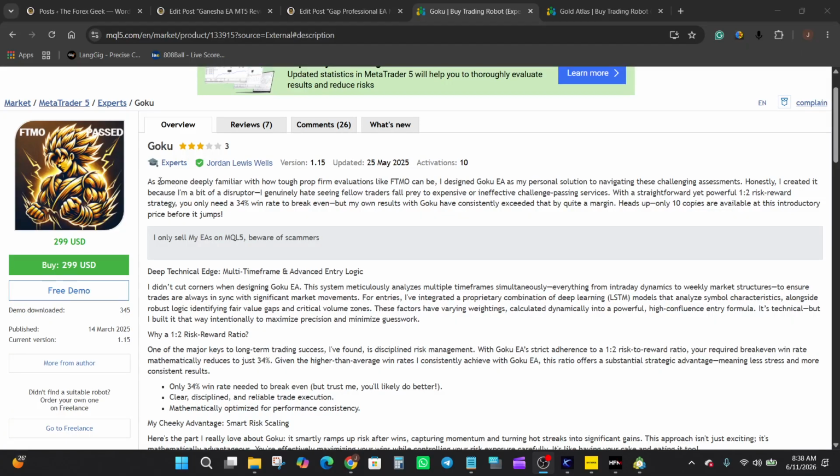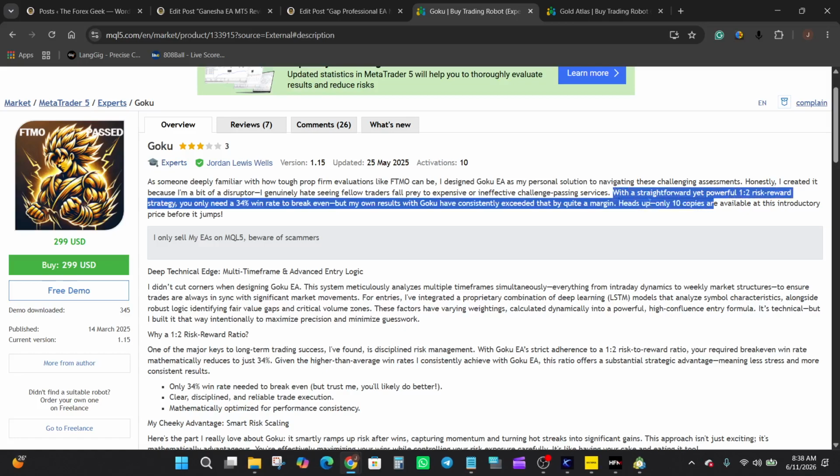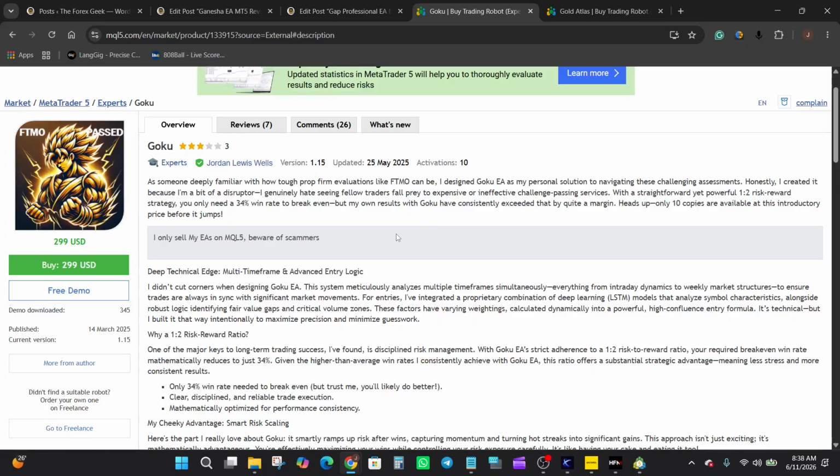Okay. What stands out immediately is that this EA is positioned as a prop firm focused system. We can see here, "As someone deeply familiar with how tough prop firm evaluations like FTMO can be, I designed Goku EA as my personal solution to navigating these challenging assessments." Here we can see, "With a straightforward yet powerful 1:2 risk to reward strategy, you only need a 34% win rate to break even, and all of that." Basically the developer explains that it was designed around a structured risk approach, specifically a 1:2 risk to reward model, which is meant to keep trading consistency more controlled rather than overly aggressive.